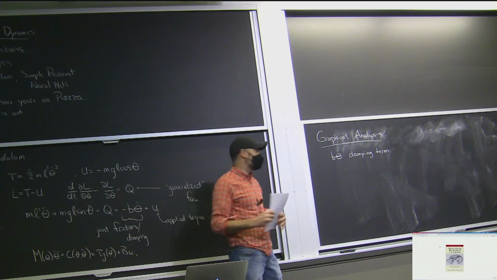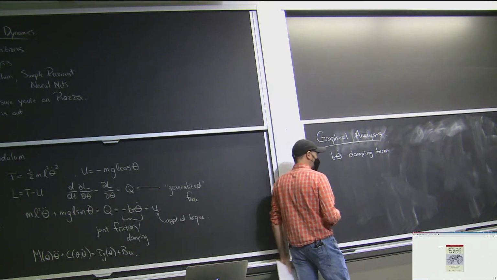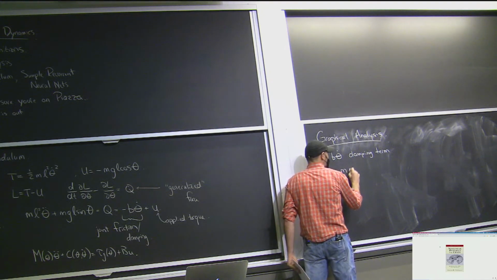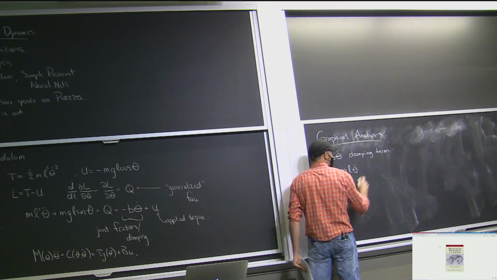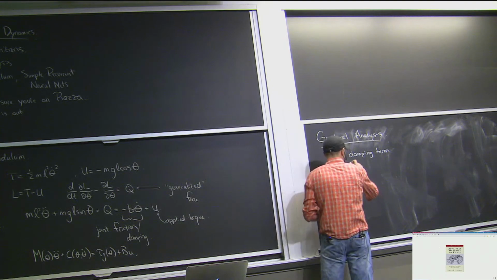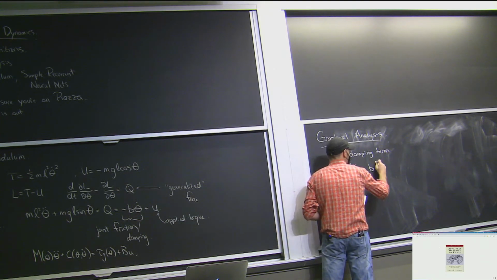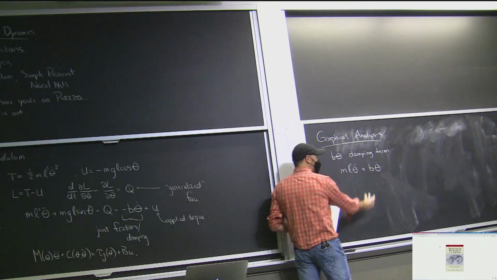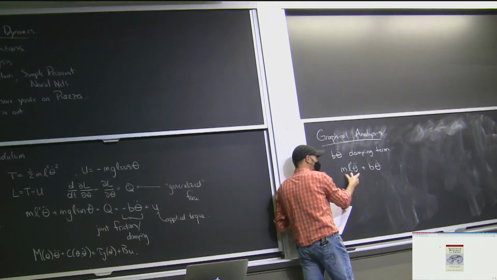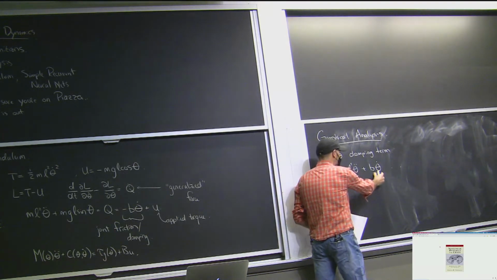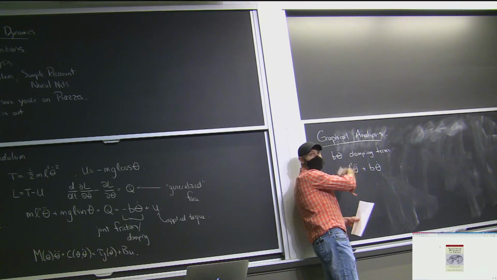What I really care about, to think about this as a simpler system, is this term here, ml squared theta double dot, plus b theta dot in the equations. I want the b theta dot term to dominate the other term. I want this term's contribution to be big enough that I can ignore the other one, and it disappears.